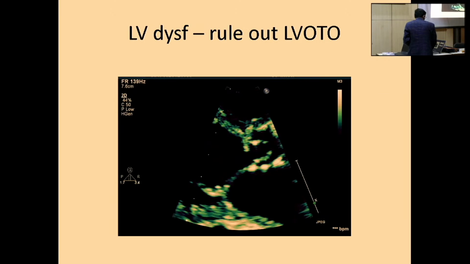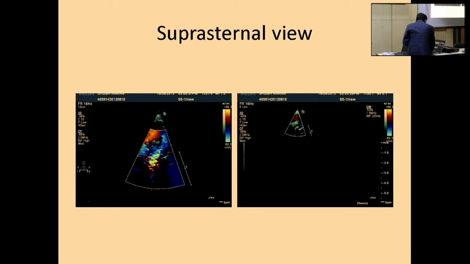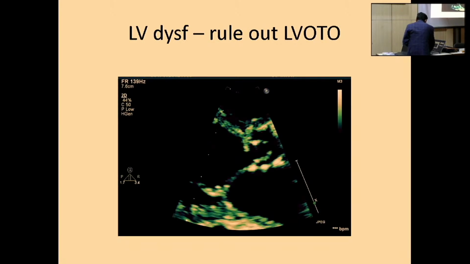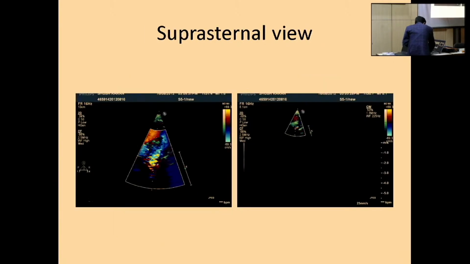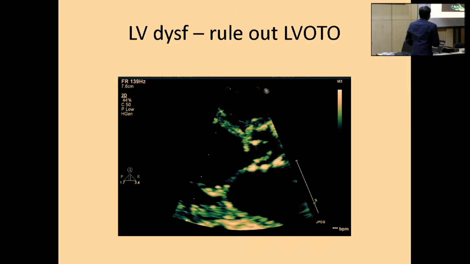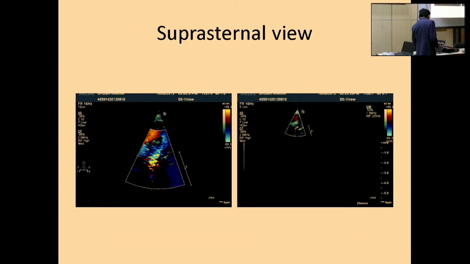Now, one more patient with LV dysfunction. Okay, but you know, this is the LVOT, aortic valve, and you can see a membrane here, a subaortic membrane. So when you see LV dysfunction, LVH, rule out aortic valve disease along with coarctation, because this can present like this. Now, suprasternal view.